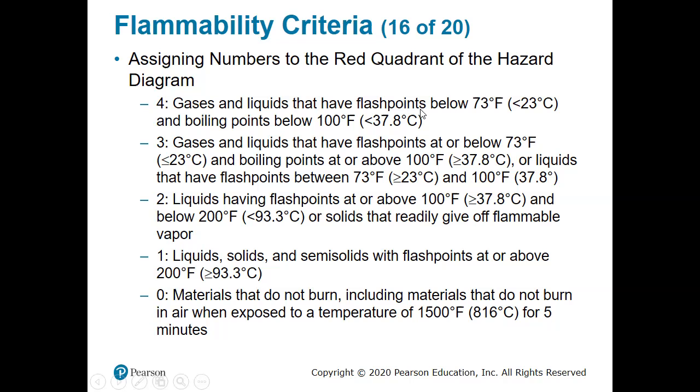Well, here's how it goes. If something is classified as category or class 4, so it gets a rating of 4 in the NFPA diamond, we're talking about those gases and liquids that have flash points below 73 and boiling points below 100. So again, we've mapped this already. We're talking about your category 1 OSHA, your category 1A NFPA flammable liquids.